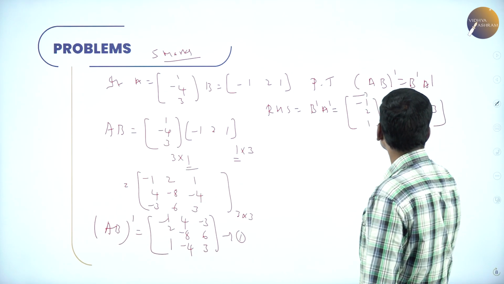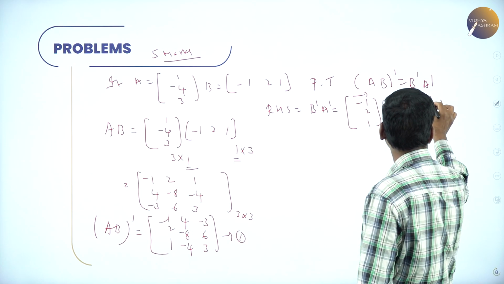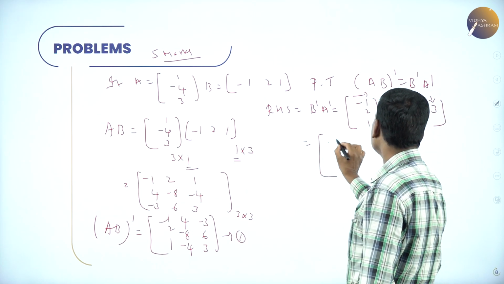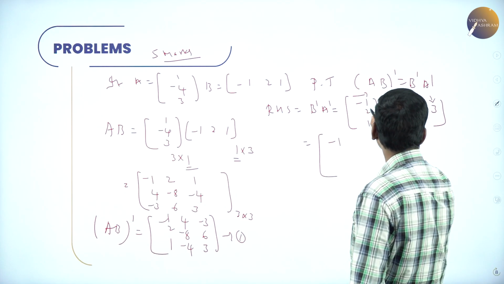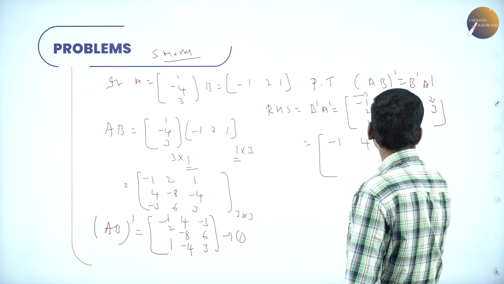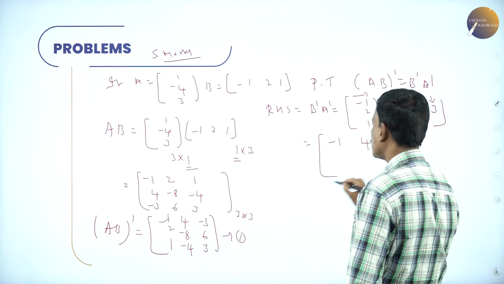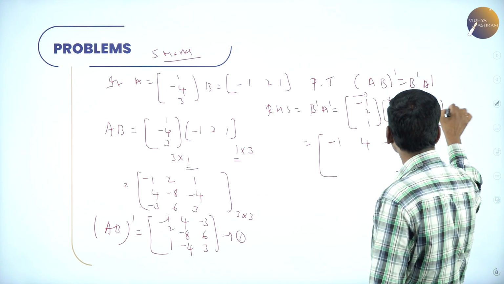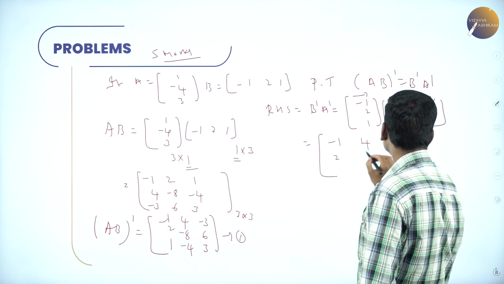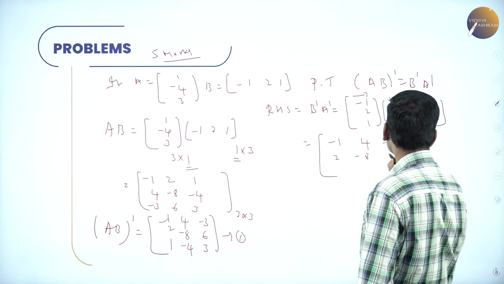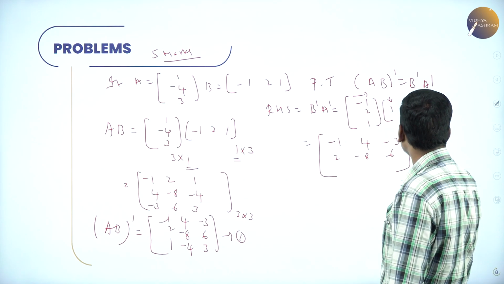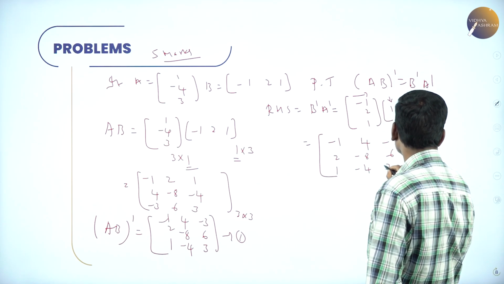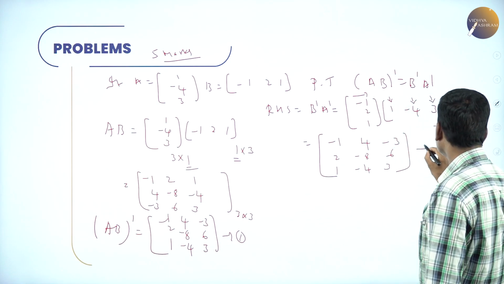So again the same: first row, first column, second column and third column. This is equal to minus 1 into 1 is minus 1, minus 1 into minus 4 is plus 4, minus 1 into 3 is minus 3. Second row: 2 ones are 2, 2 into minus 4 is minus 8, 2 threes are 6. Again 1 ones are 1, minus 4 ones are minus 4, 1 threes are 3. Check. This is equation number 2.